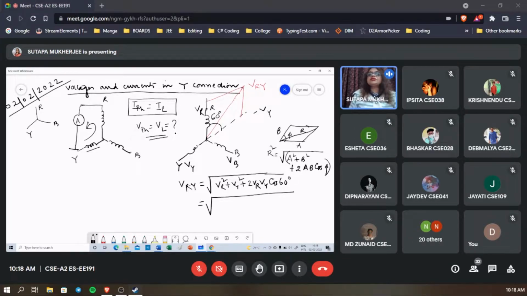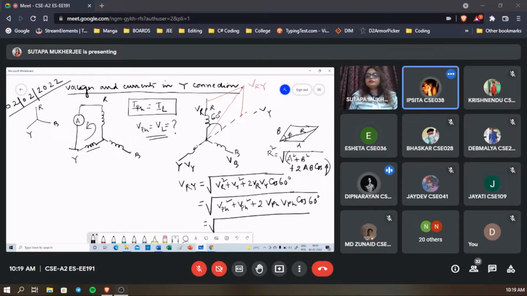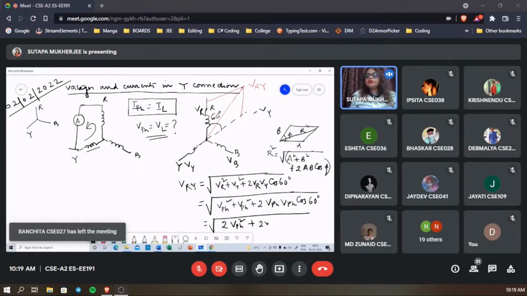So in this case, what is happening? VR equal to VY, that is equal to V phase. So you can write V phase square plus V phase square plus 2 into V phase square into cos of 60 degree. Fine. So 2 V phase square plus 2 V phase square into cos 60, which means half.